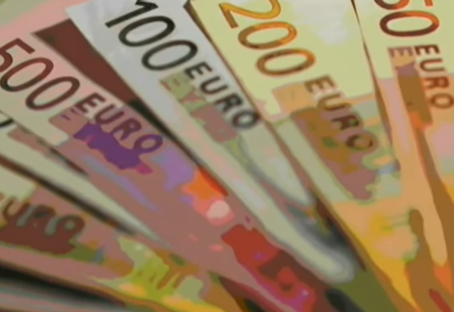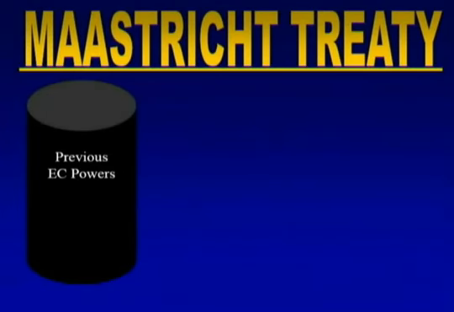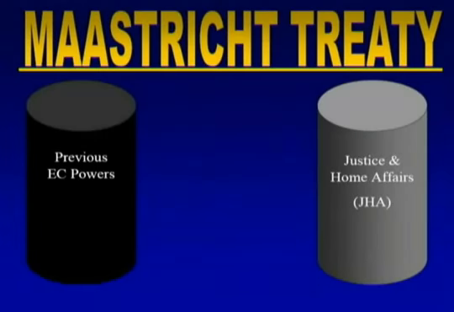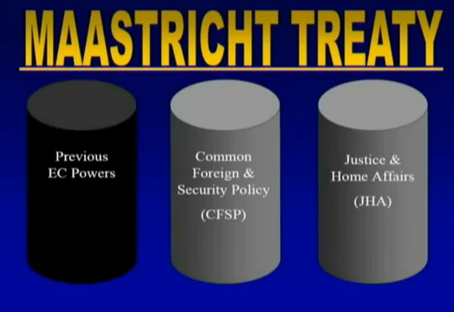In addition to the powers of the European Community already held, the treaty gave the EU new powers. The area of justice and home affairs deals with issues like immigration, visa, asylum, and police cooperation to follow crime across borders. The treaty also introduced the common foreign and security policy, so Europe could unite in world politics. As you can see, this created the three-pillar system in the EU.